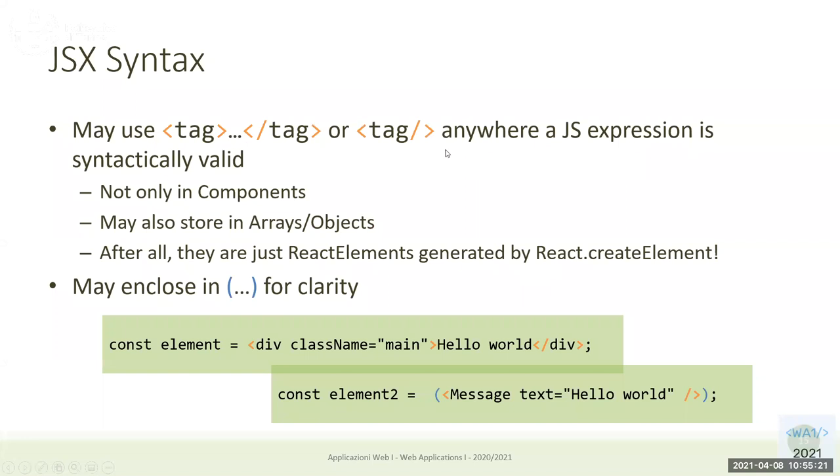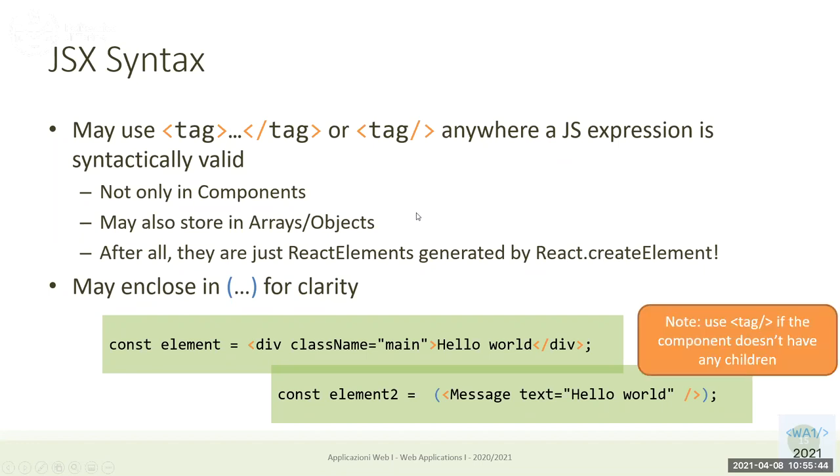This syntax may be used everywhere, not just in the render function. So you can store elements in variables, you can store them into arrays, into objects, whatever. At the end, you are just calling a function that constructs an object. So you can do whatever you want with those. We will use a lot of mapping functions for manipulating this in the future. Okay.